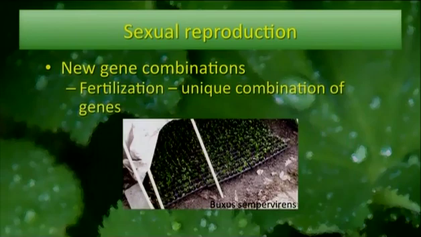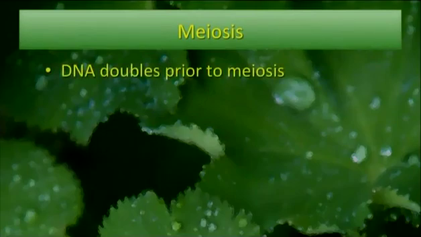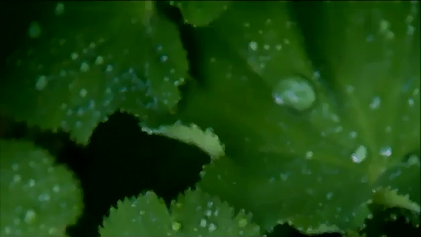New gene combinations also result from fertilization, because you have the sperm from dad and the egg from mom coming together and uniting, forming a zygote with a unique combination of genes. So all organisms that come from sexual reproduction are genetically varied. During meiosis, DNA doubles prior to meiosis. Now, when does that happen? Think about that, and you can try to answer that question. When does DNA double?